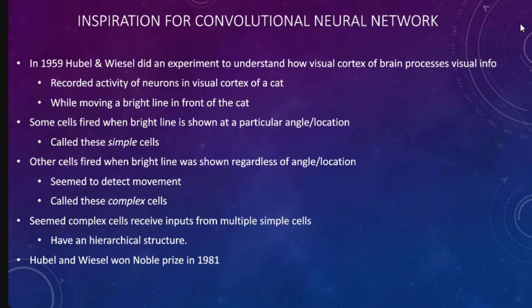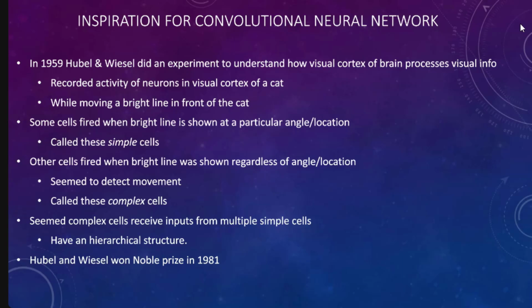The second type of cells were complex cells. They fired regardless of the exact position or orientation of the light. As long as the light was present, they fired. They also responded strongly to the motion of the light bar. They aggregated the signals coming from the simple cells, hence they represented a higher level of abstraction of what the simple cells detect.